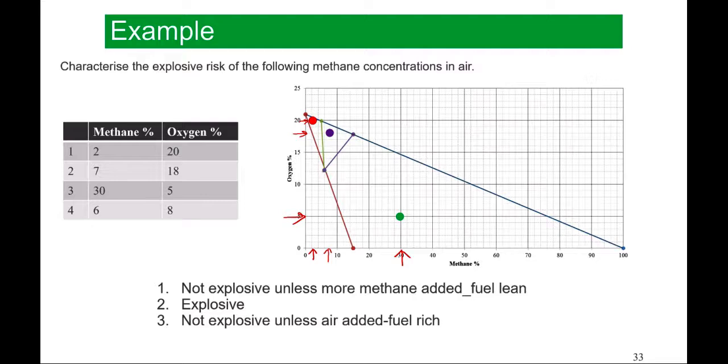The last scenario is 6% methane and 8% oxygen. 8% oxygen is here, and that point lies in the non-explosive zone. It is not explosive if air or methane is added. Okay, by the end of this lecture, you should be able to use the covert triangle to determine if a gas mixture is explosible or not.